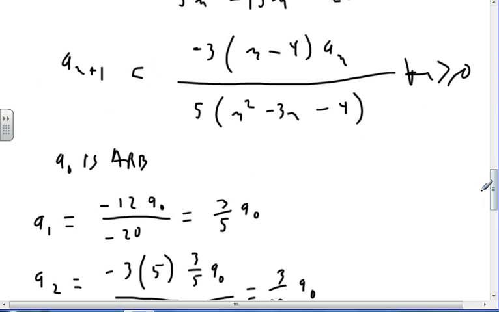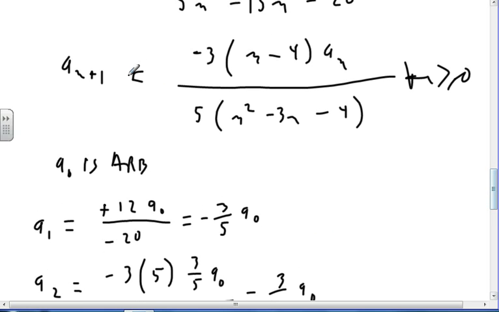Okay. Now, when I go, A0 is arbitrary. A1 is going to be minus, n is 0. So that's going to be plus 12 divided by minus 20. That's a 0, that's a 0. Plus 12 divided by minus 20, which is going to be minus 3/5. Yes, minus 3/5. Okay, so minus 3/5 is right.